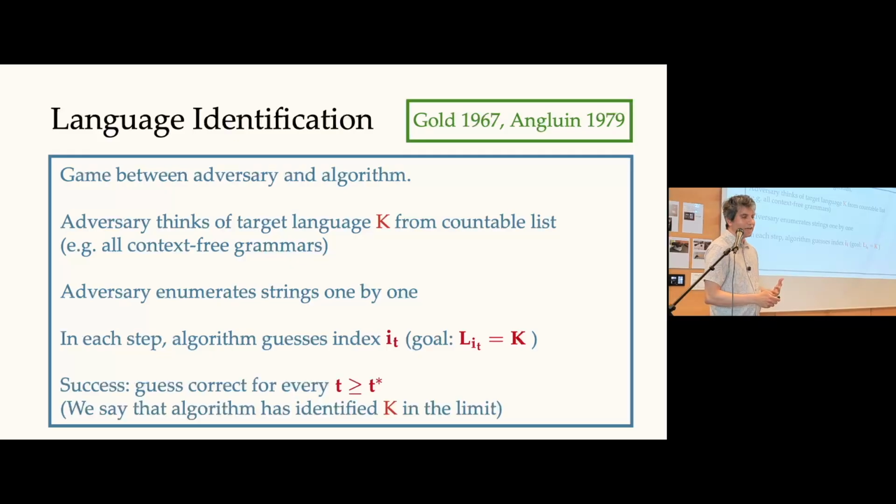And what does it mean for the algorithm to succeed? Well, we'll say that the algorithm identifies the language K in the limit if there's some point beyond which all of the guesses of the algorithm are correct. So there's some point t star such that for all time steps t beyond t star, the guess of the algorithm is exactly the target language. So is the setup clear?